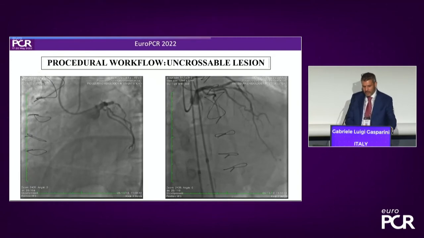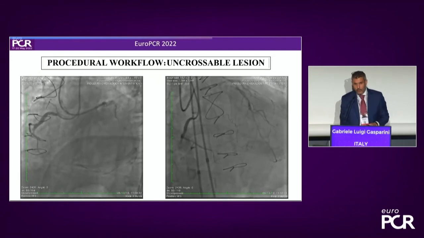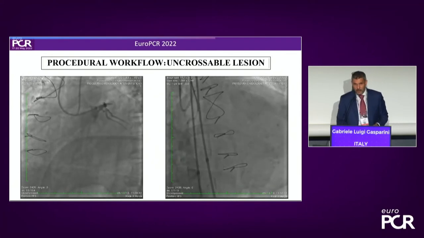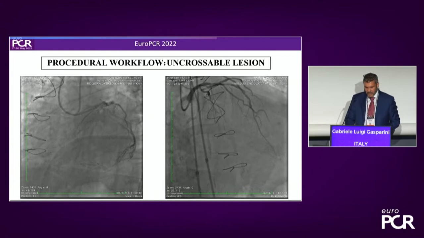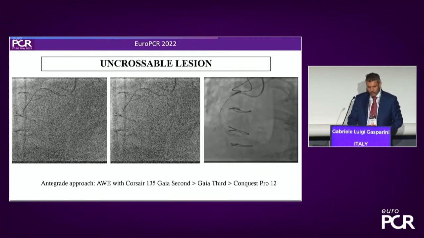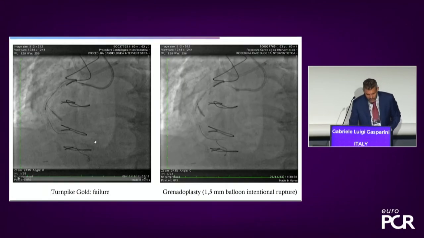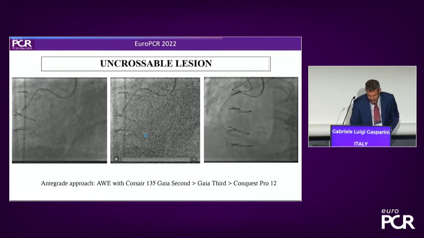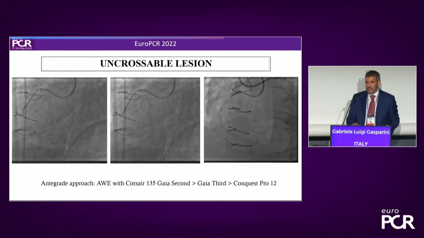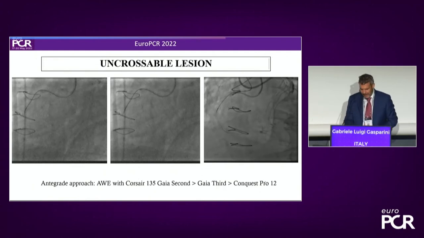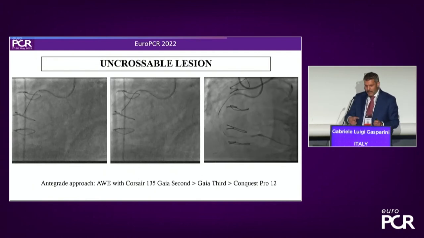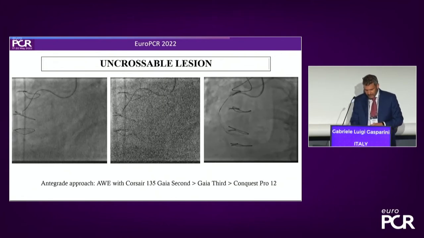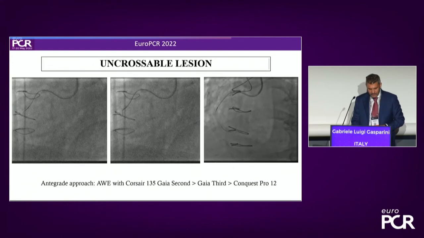And I'll show you an example of this procedural workflow, meaning this is a long and calcified chronic total occlusion of the RCA. I started with an antegrade approach with an antegrade wire escalation, starting with the Gaia Second, Gaia Third, and then Conquest Pro, but the wire progressed into the distality of the vessel, but the microcatheter does not.